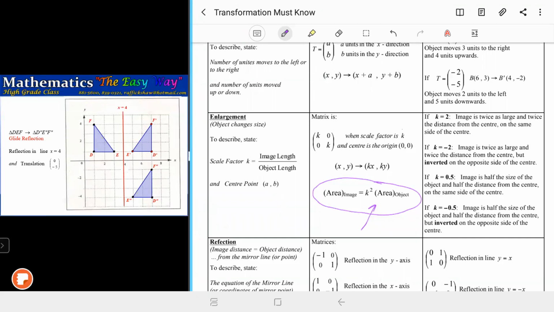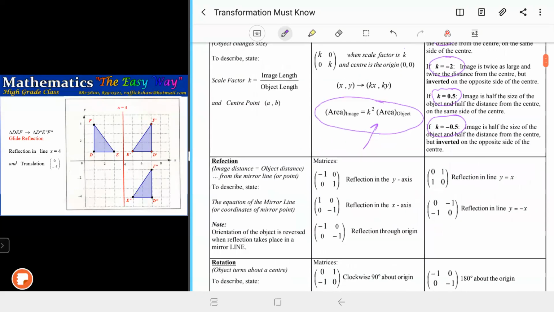I'll make sure we cover everything. But we did all of these things for the most part, except enlargement area. We did the fractional scale factor, where the thing gets smaller. We did the one with a -2, and the thing inverts. And we also did a +2 with the pentagon, where the shape gets larger, twice the size. So I'll make sure we touch up everything.